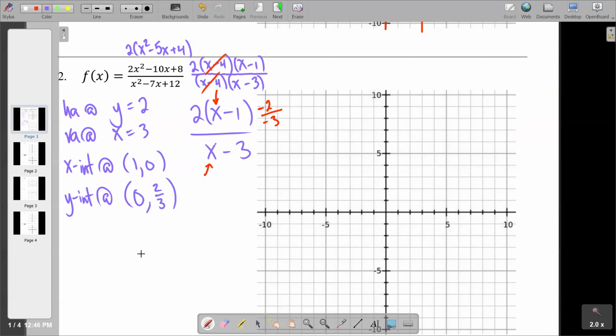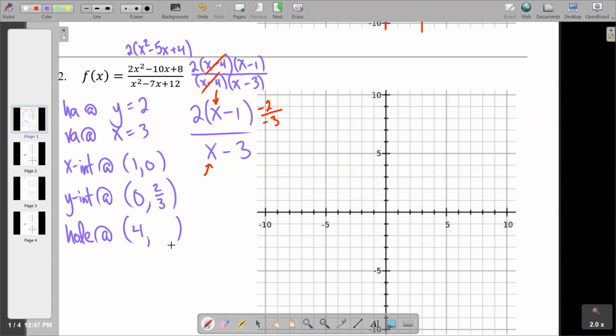Is there a hole? There is. So we're really just exhausting all of the possible information that we can before we get down to the graphing. There is a hole. What's the x-coordinate of the hole? It is +4.